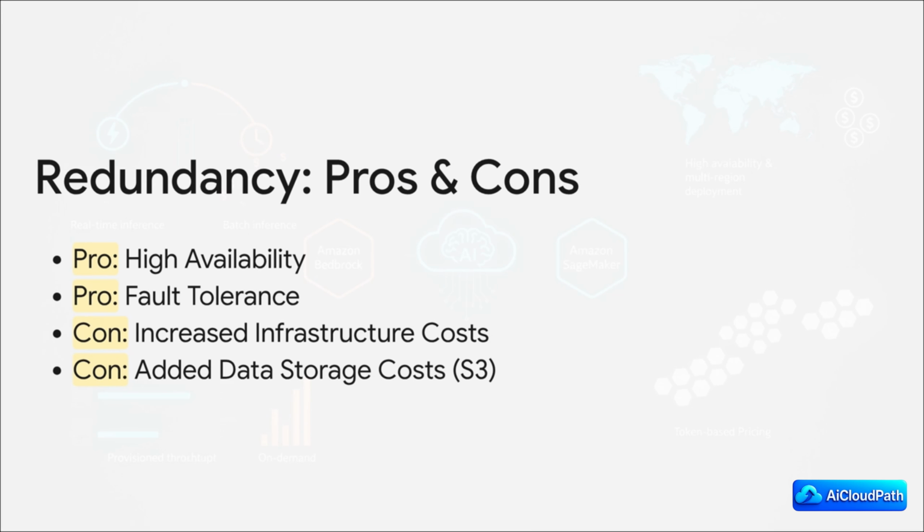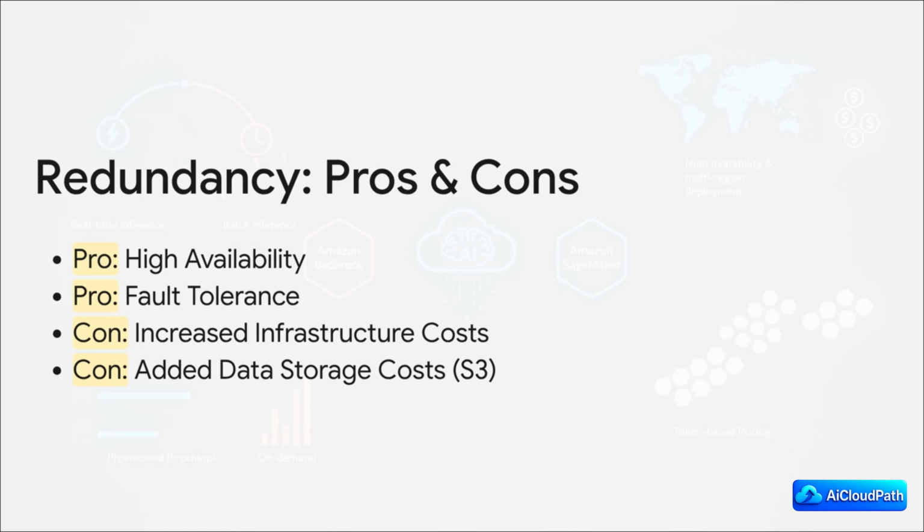And this is where the trade-off really hits home. I mean, the pros are huge. You get high availability, you get fault tolerance, your users have a great, smooth experience. But the cons? They show up directly on your monthly bill. You're literally paying for double the infrastructure, and you're often paying extra for services like Amazon S3 to copy your data across those regions.